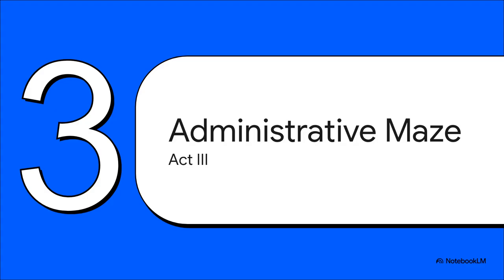All right, so our rupee has been identified and the taxable amount has been calculated. So what now? Well, welcome to Act 3, the administrative maze. This is all about the paperwork, the procedures. It's where everything gets officially declared, filed, and processed.